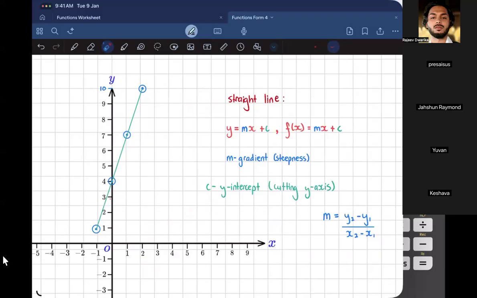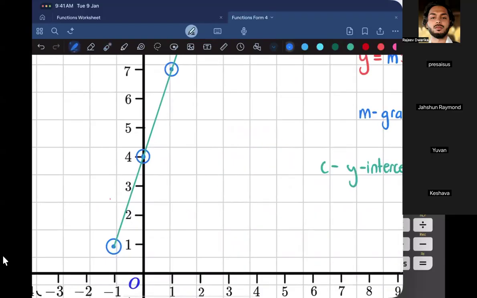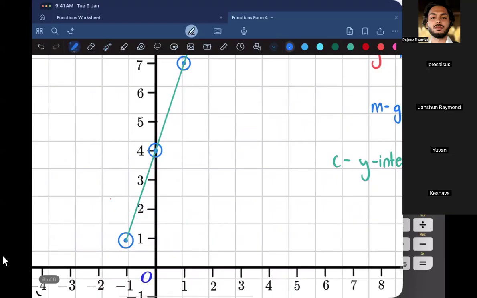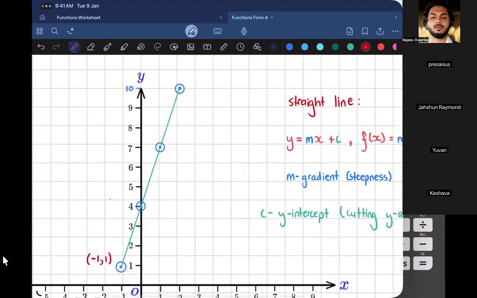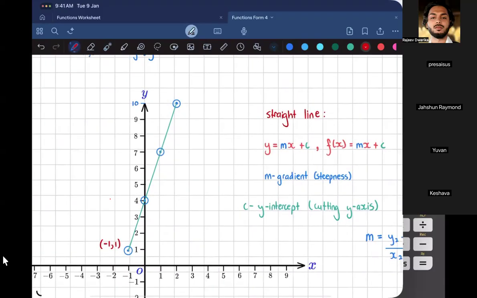Right. So Keshava, I'm going to pick 2 points, right? To find the gradient, you have to pick 2 points. So I'm going to pick this point over here. This point is -1, 1, right? And Perseus, if I'm picking this point over here, what would that point be? Just remind me what this point would be. 2 and 10. Right, 2, 10.